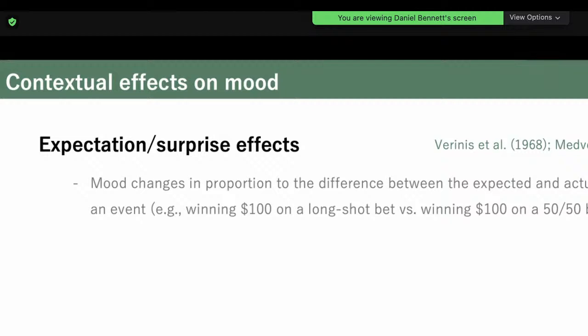You can also imagine, if you place a bet and win $100 on a horse at the races that had a 50% chance of winning, you might be less excited, less pleased by that win of $100 than if you had bet a smaller amount of money on a long shot horse and that horse came in first. You're more surprised, and that's likely to have a stronger effect on your mood.